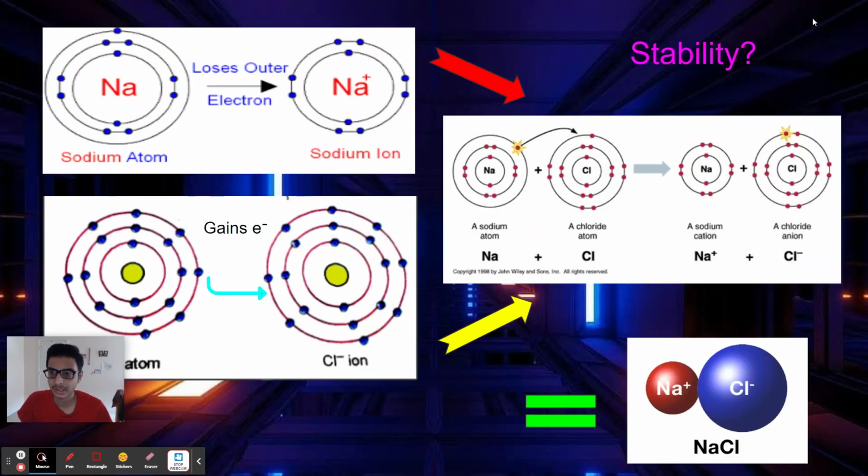Sodium, like I said, has 1 electron on the outside, so it's going to lose 1. And chlorine has 7, so it's going to gain 1 to become fully stable. So when a sodium atom and a chlorine atom come in contact with each other, sodium is going to give its electron to chlorine, so it's going to become an ion, and chlorine is going to become an ion. And it's going to form NaCl, which is a form of a salt.